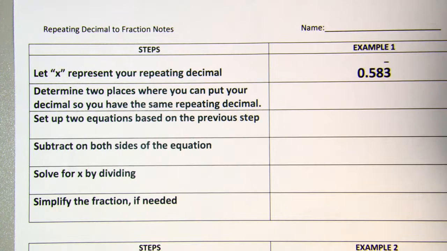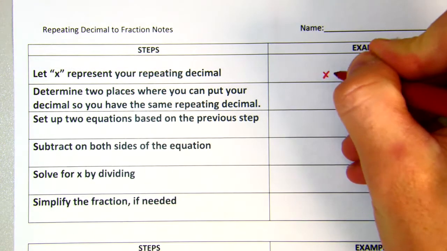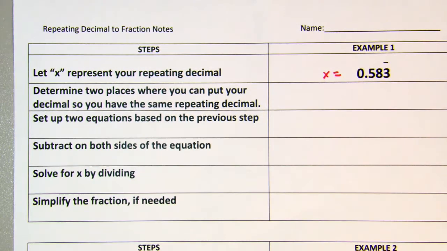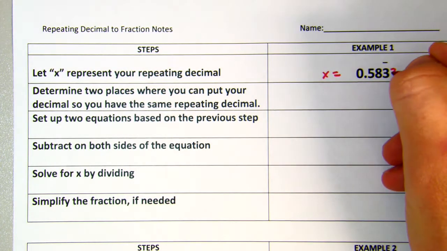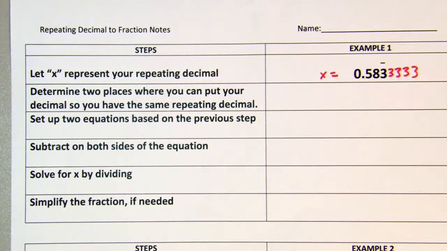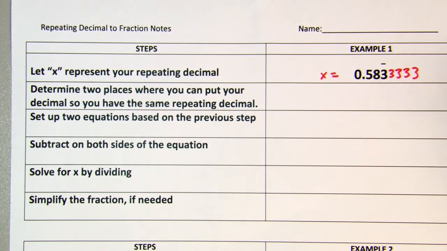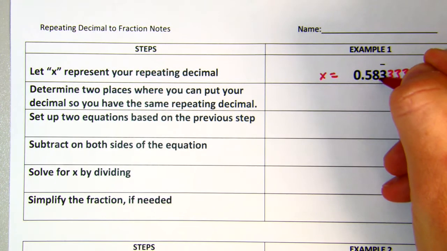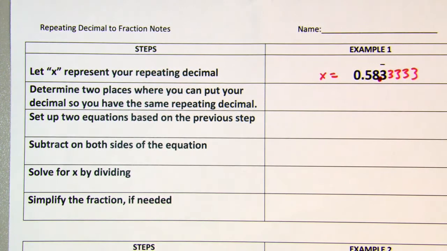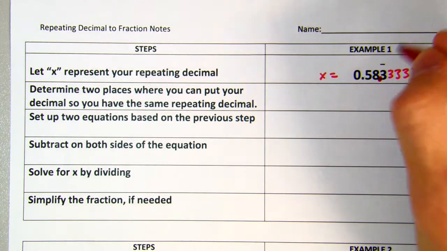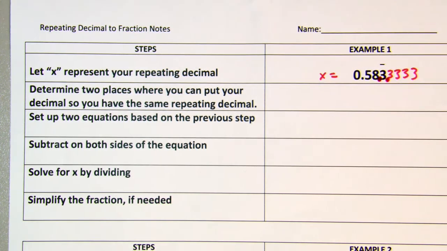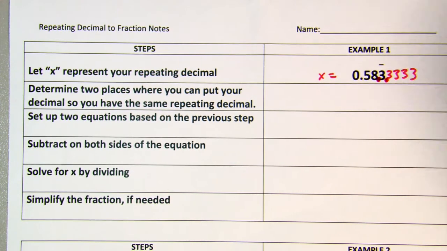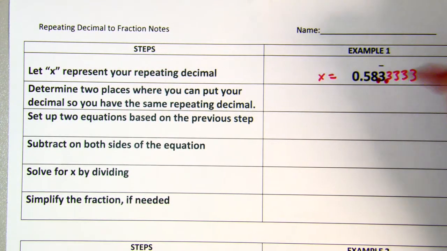Alright, so the first one is we're going to let x represent our repeating decimal. So x is equal to 0.583, and our 3 is repeating on this one. Now the next step is determining two places where you can put your decimal so you have the same repeating decimal. What that means is that one of the values you need is to have the decimal before the repetition starts, and then you need to have it once after the repetition starts.